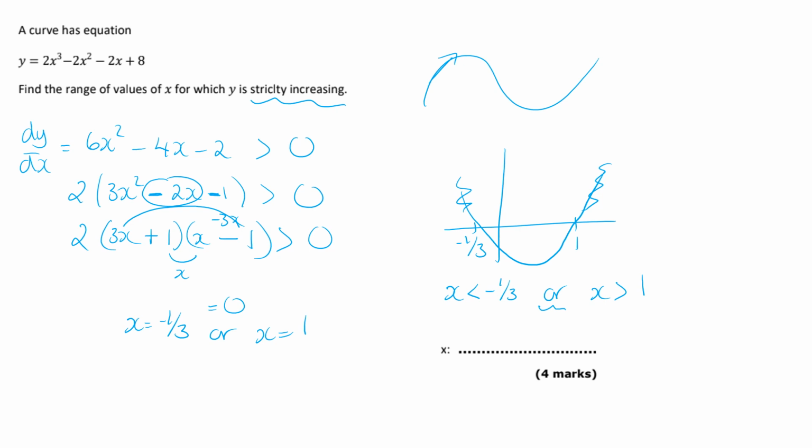And if you had to do that in set notation, you would write x such that x belongs to reals and x is less than minus a third. And then you would union that with x such that x belongs to reals and x is bigger than 1.